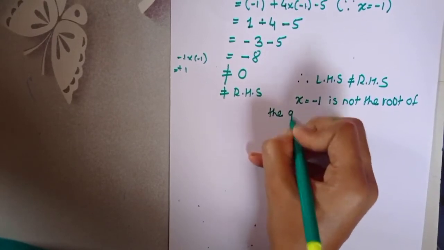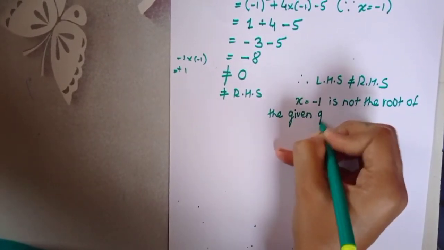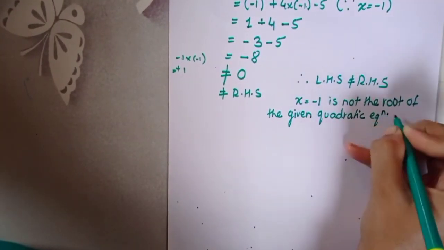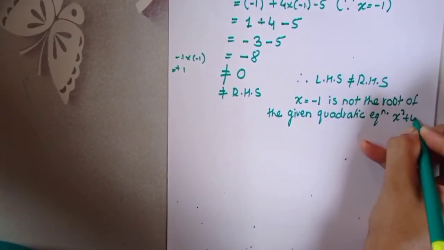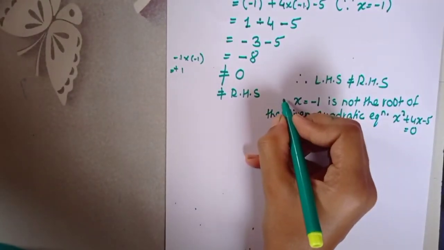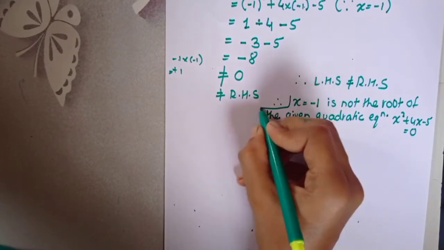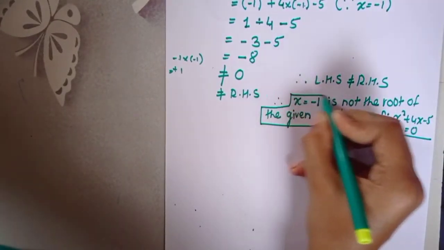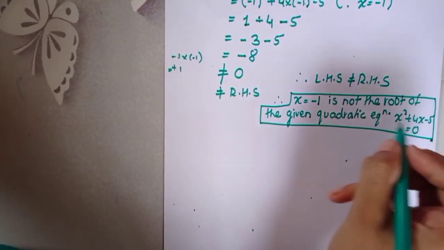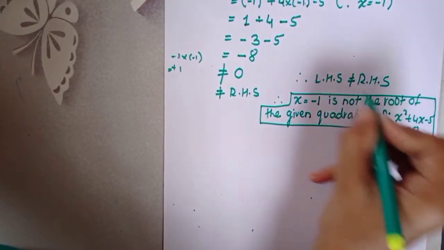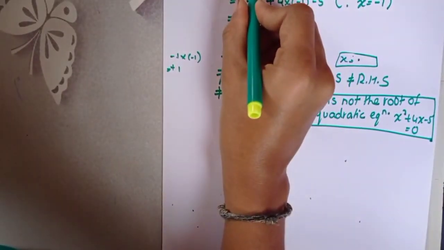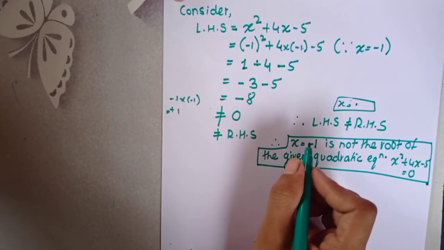the given quadratic equation x square plus 4x minus 5 is equal to 0. This final answer we have to write. In this way, we have to identify whether the given value of x is a root of the given quadratic equation or not.